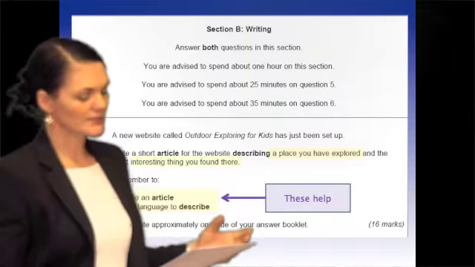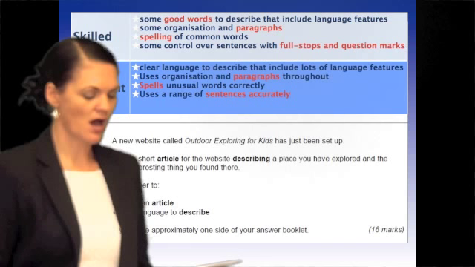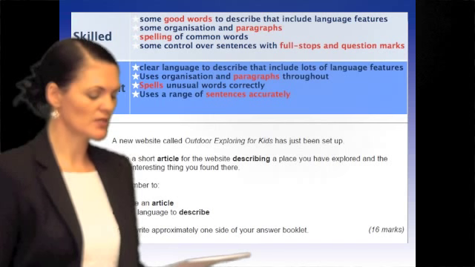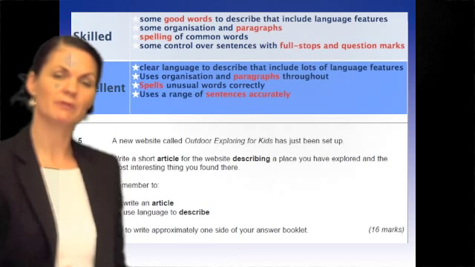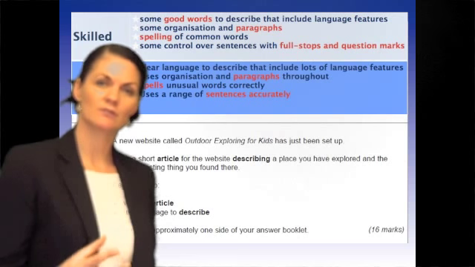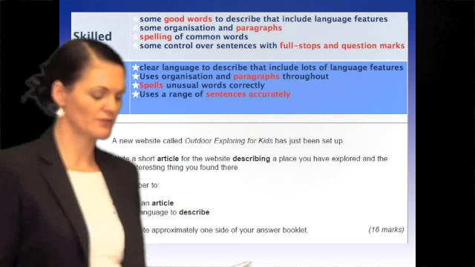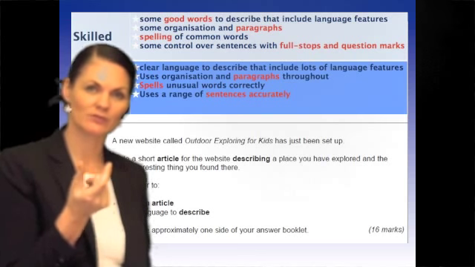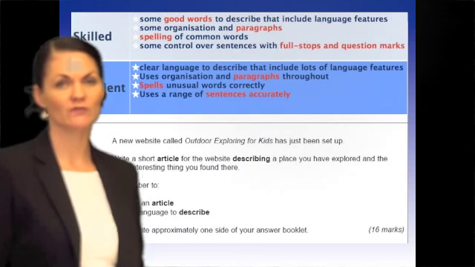Okay, so what you need to do then is have some good words that describe, including language features, some organisation and paragraphs, spelling of common words, and control over sentences with full stops and question marks. That is your fundamental, basic, skilled piece of effective writing. Okay, to bring that up, you need clear language used to describe that includes lots of language features. Remember, not just alliteration and facts, it can be very much about the word choices that you use. Use organisation and paragraphs throughout.